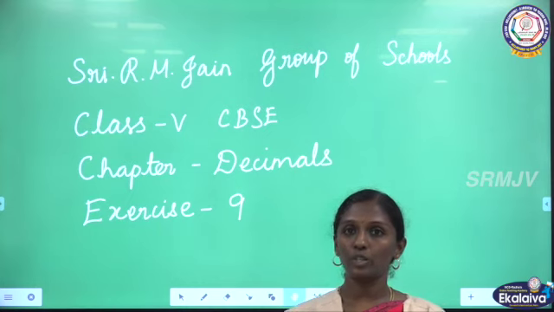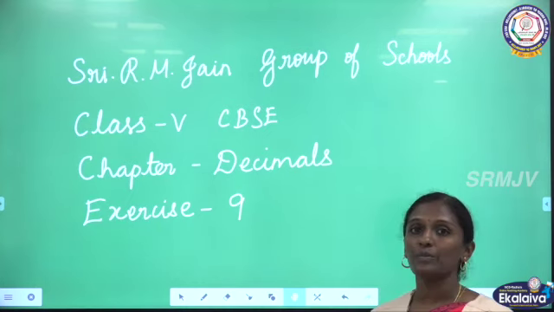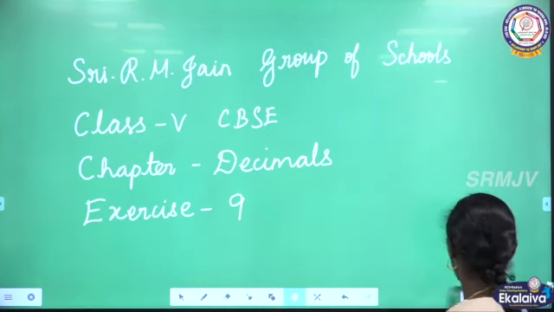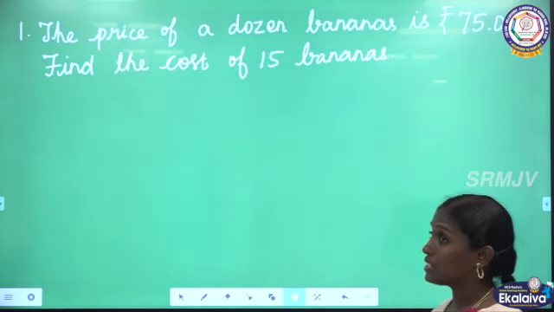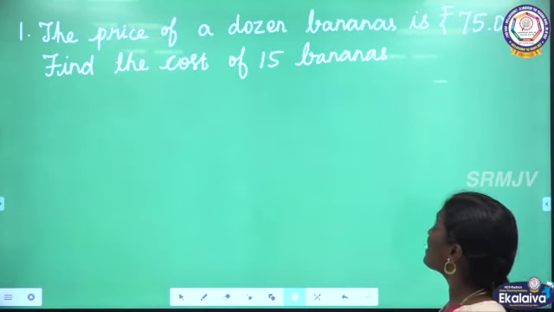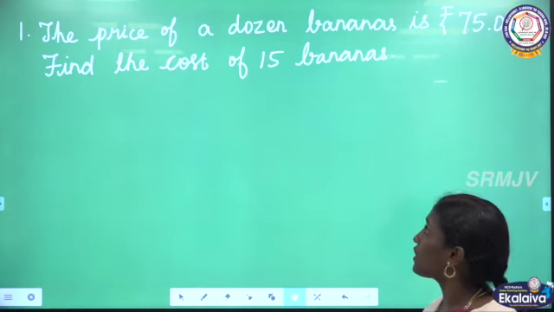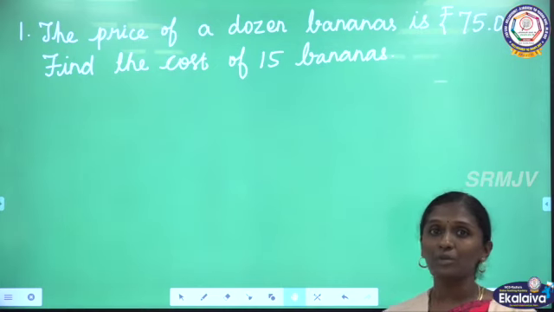Today we are going to do the problems in exercise 9 from the chapter decimals. Here see the first question. The price of a dozen bananas is rupees 75. Find the cost of 15 bananas.